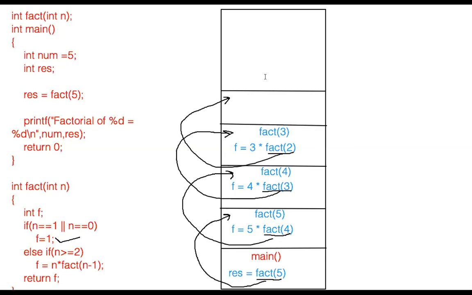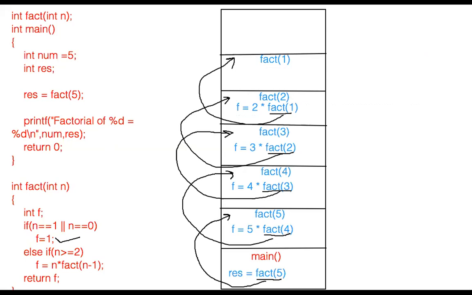Okay, so now fact of 3, fact of 2 is the new function call. Now n is 2, so f is equal to 2 into fact of 1. Now fact of 1 is again a function call. Fact of 1 is called again, and now my function is fact of 1.